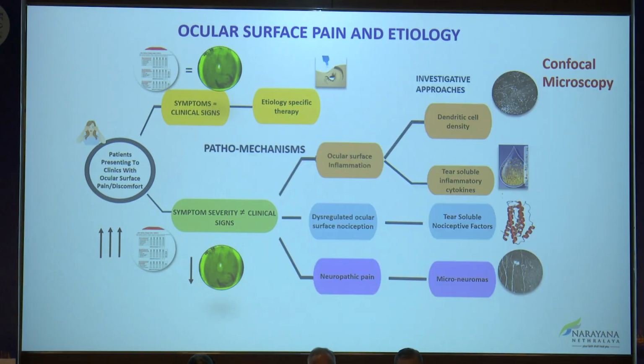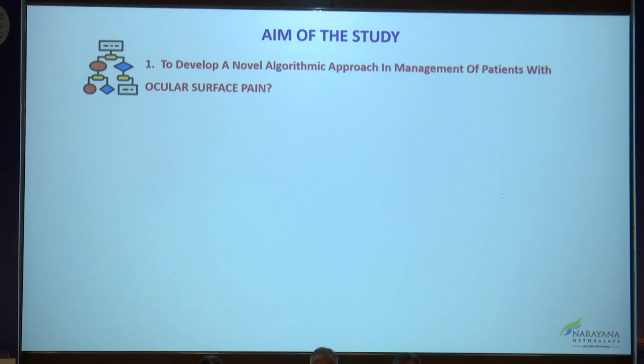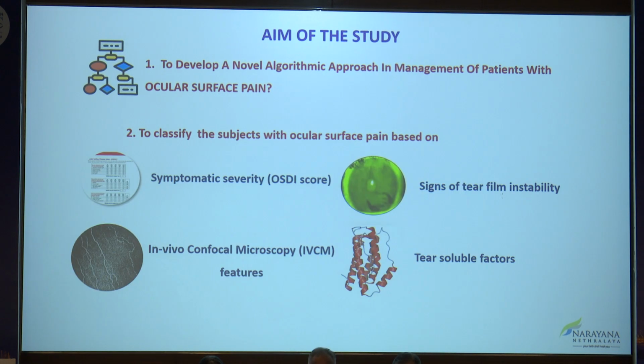So what we thought were the relevant pathomechanisms behind this ocular surface pain was ocular surface inflammation, which we tried to study through the corneal dendritic cell density with confocal microscopy and tear-soluble inflammatory cytokines, as well as dysregulated ocular surface nociception, again by analyzing the tear-soluble nociceptive factors, and then looking at the neuropathic component through the presence or absence of microneuromas through confocal imaging. So we tried to establish a novel algorithmic approach in management of patients with ocular surface pain. We considered clinical factors like OSDI score and tear film instability, as well as confocal microscopy features and tear-soluble factors.